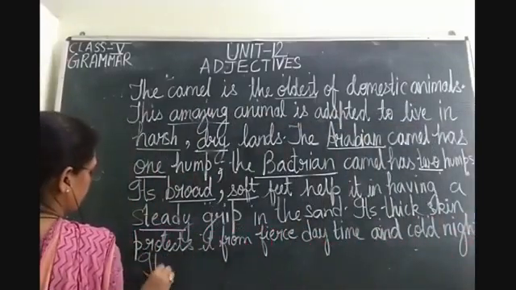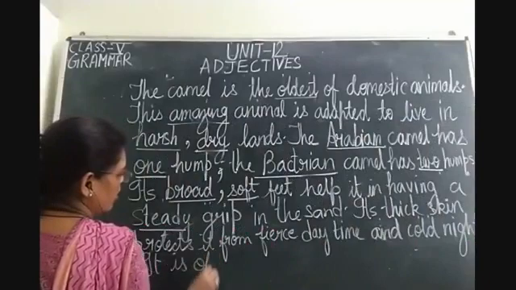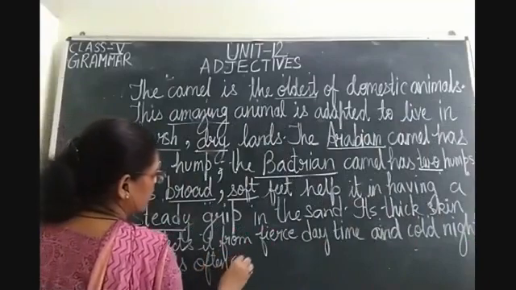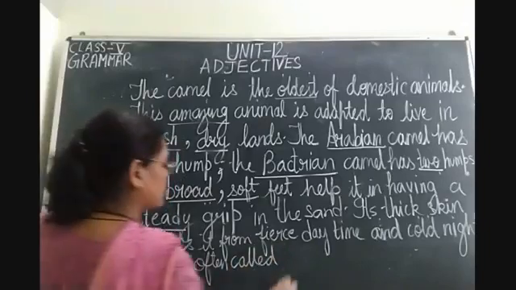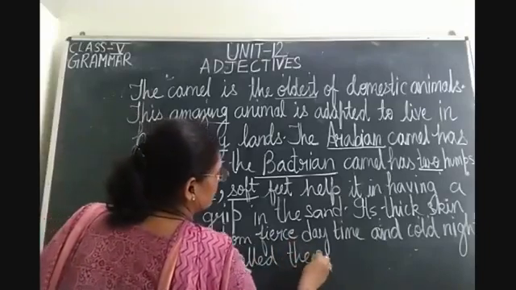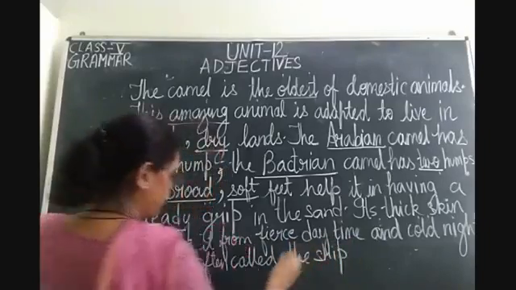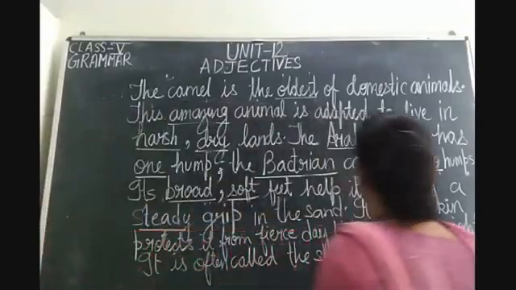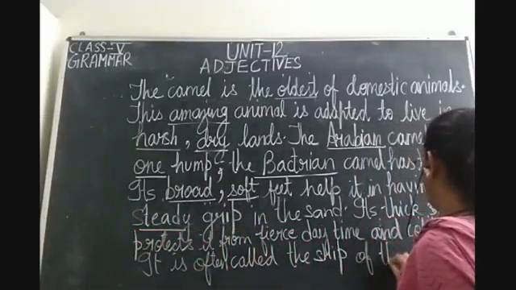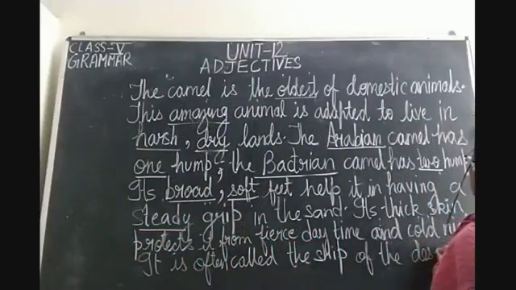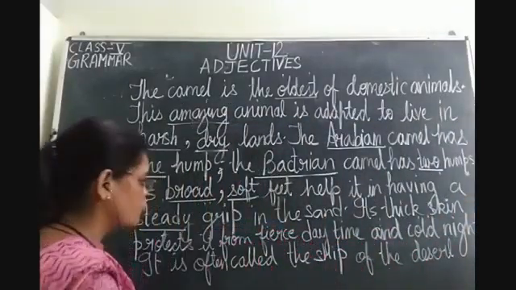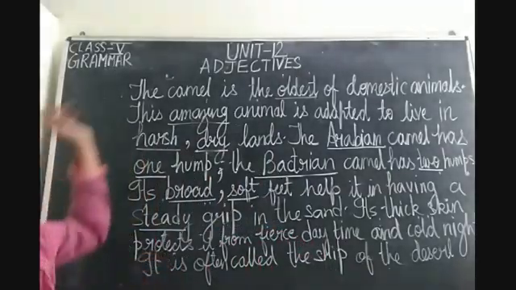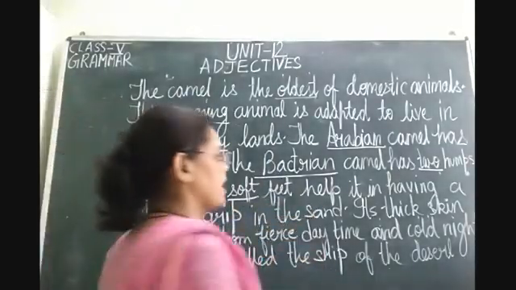It is often called the ship of the desert. Fine. Now children, the next sentence is its thick skin.